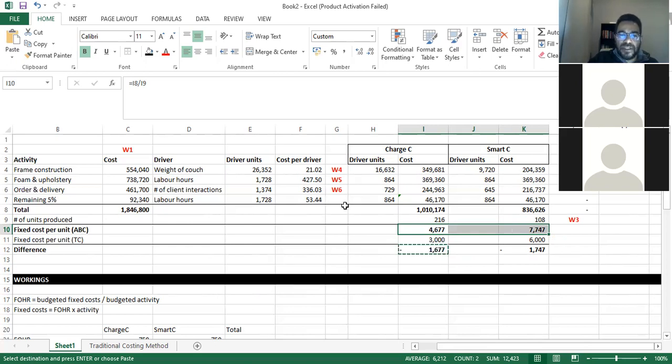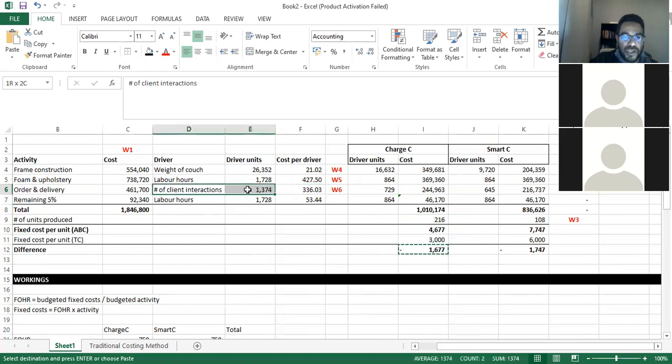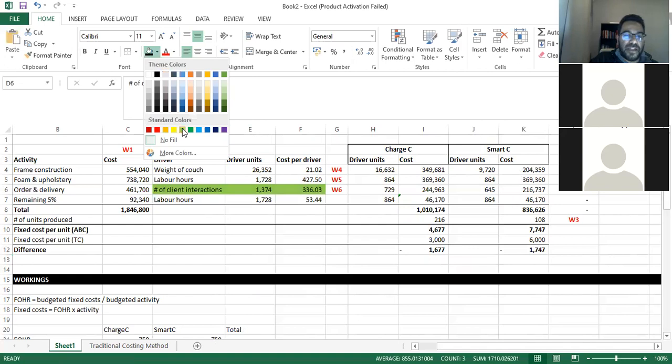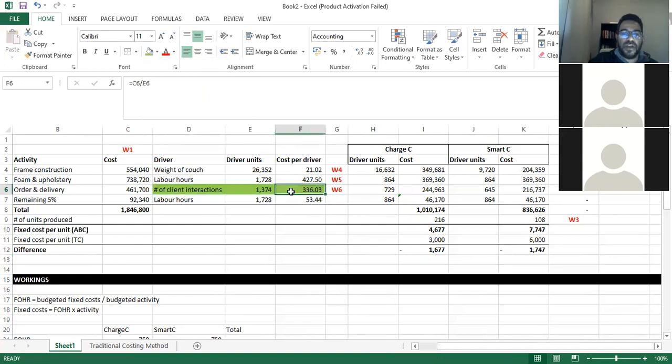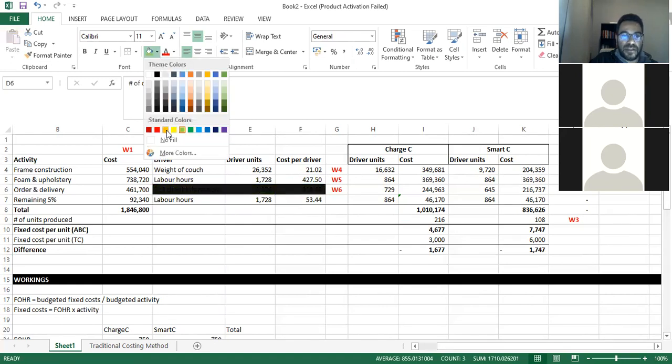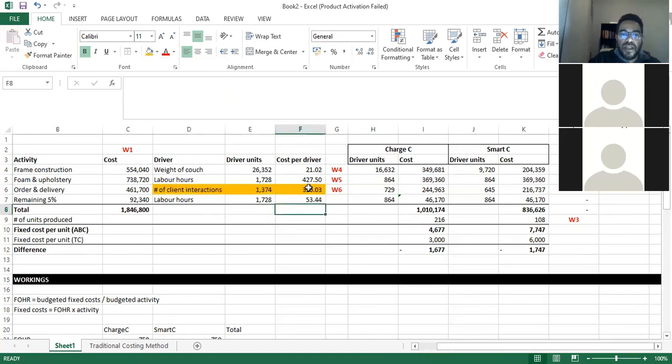That should be what you could do. We'll just check some of the answers, but if you find any error, just let me know. What could be a problem is maybe this one, client interactions, because it's got to do with how they allocate. Remember what I used over here? I'm going to make it orange. Orange means amber, which means it needs to be checked.